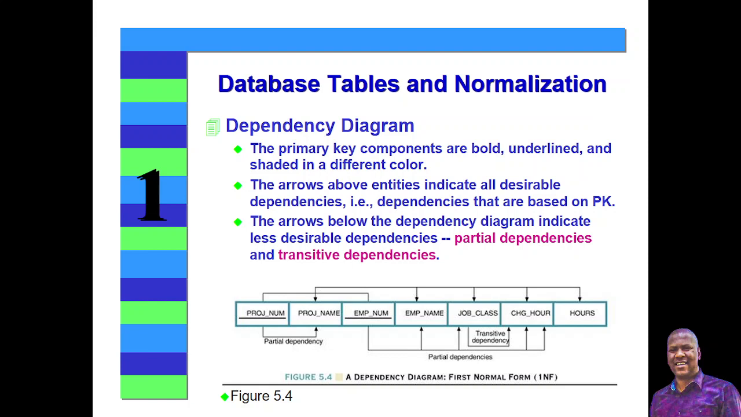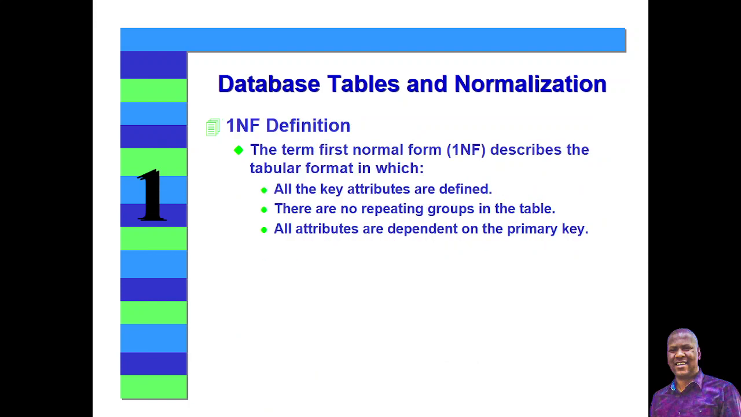For example, we have the project number, right? And the arrows below the dependency diagram indicate less desirable, like the partial dependency and transitive dependency. We can always eradicate them, or transform them in a manner that can help us remove the repetitive data.